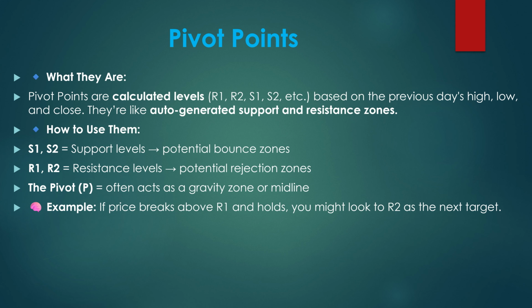Pivot points. How to use them: you have your support zones and resistance zones, or support levels and resistance levels. They're potential bounce zones or rejection zones. The pivot P often acts as a gravity zone or a midline. Example, if the price breaks above R1 and holds, you might look to R2 as your next target. So let's go see what this means.